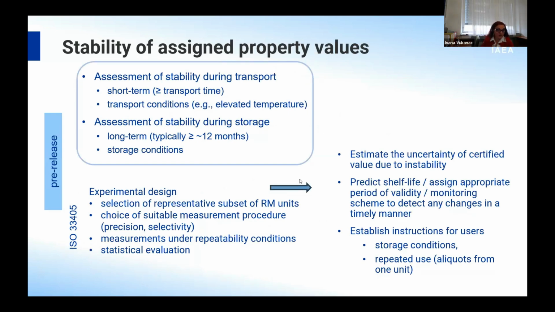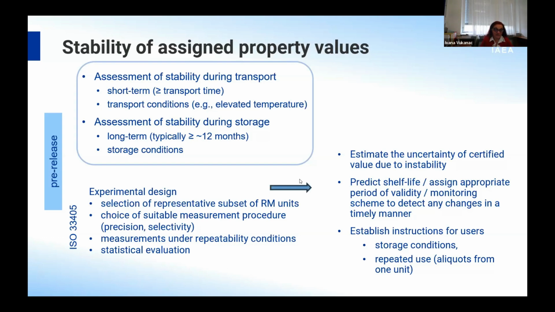Stability of assigned property value is another very important characteristic of reference material. It is covered with subclause 7.11 of ISO standard 17034, and this standard recognizes two types of stability assessment before and after the reference material is released. Before release, so-called short-term or transport stability needs to be assessed. This is done under the simulated extreme transport conditions.